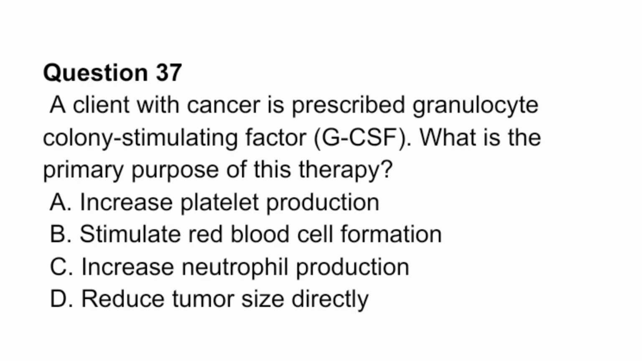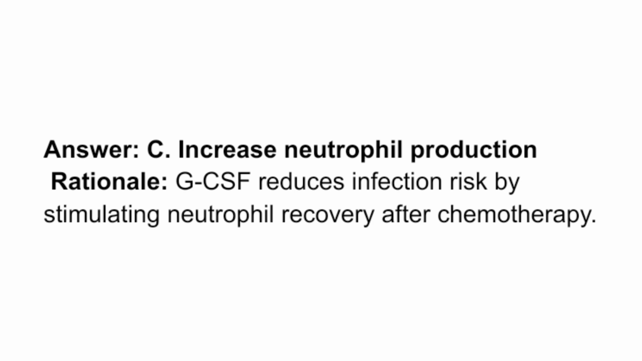Question 37. A client with cancer is prescribed granulocyte colony stimulating factor, G-CSF. What is the primary purpose of this therapy? A. Increase platelet production. B. Stimulate red blood cell formation. C. Increase neutrophil production. D. Reduce tumor size directly. Answer. C. Increase neutrophil production. Rationale. G-CSF reduces infection risk by stimulating neutrophil recovery after chemotherapy.